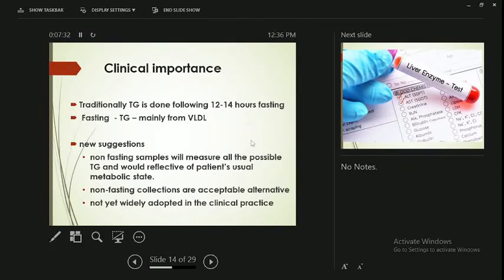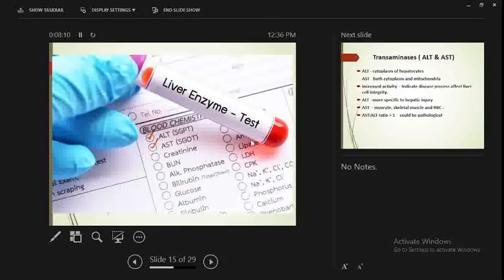Clinically, for sample collection, traditionally we recommend 12 to 14 hours of fasting, but we can collect triglyceride without fasting. A non-fasting sample will measure all possible triglyceride and reflect the patient's usual metabolic state. So it's an acceptable alternative, but we have to use appropriate cutoffs and interpretation guidelines for the non-fasting sample. It's not yet adopted in routine clinical practice.